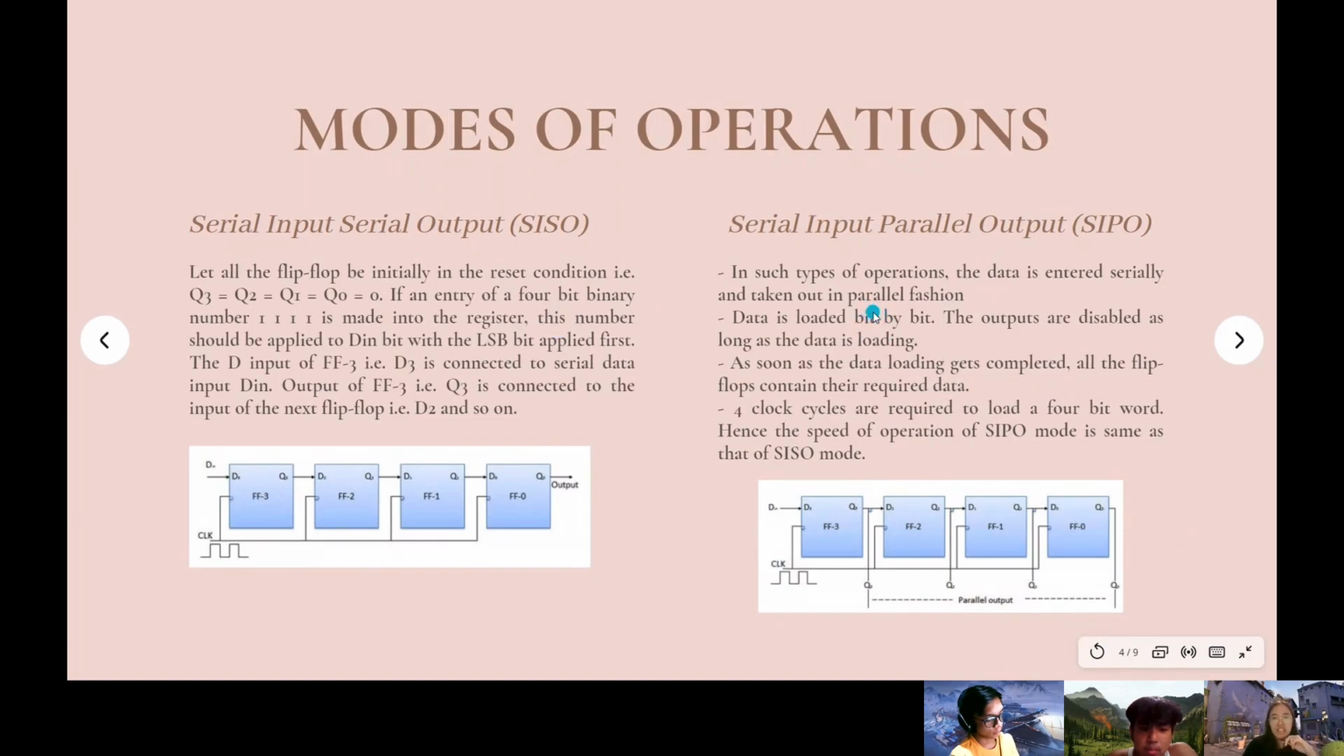So the next mode of operation is the serial input parallel output, which is the SIPO. In such types of operation, the data is entered serially and taken out in parallel fashion. Data is loaded bit by bit. The outputs are disabled as long as the data is loading. As soon as the data loading gets completed, all the flip-flops contain their required data. 4 clock cycles are required to load a 4-bit word. Hence, the speed of operation of SIPO mode is the same as that of the SISO mode.